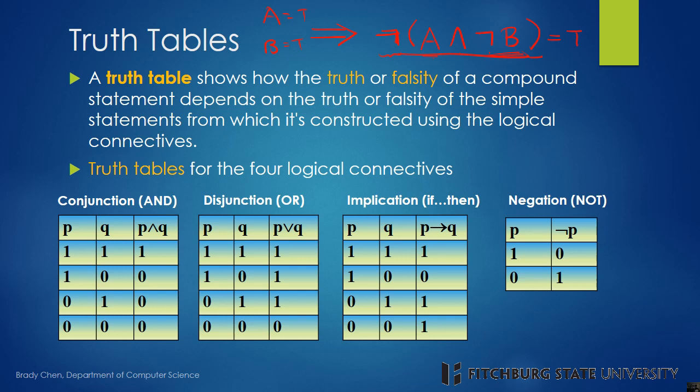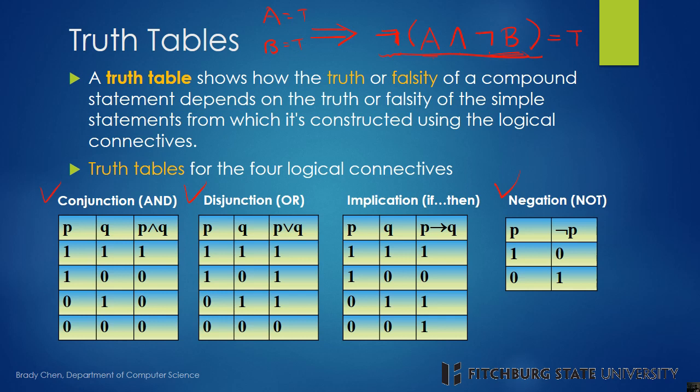Now, how can we use the math symbolic form to get the same result? Then we need something called a truth table for each of the operations. We need the truth table for conjunction, the truth table for disjunction, the truth table for implication, and the negation. I think the truth tables for conjunction, disjunction, and negation are pretty straightforward.